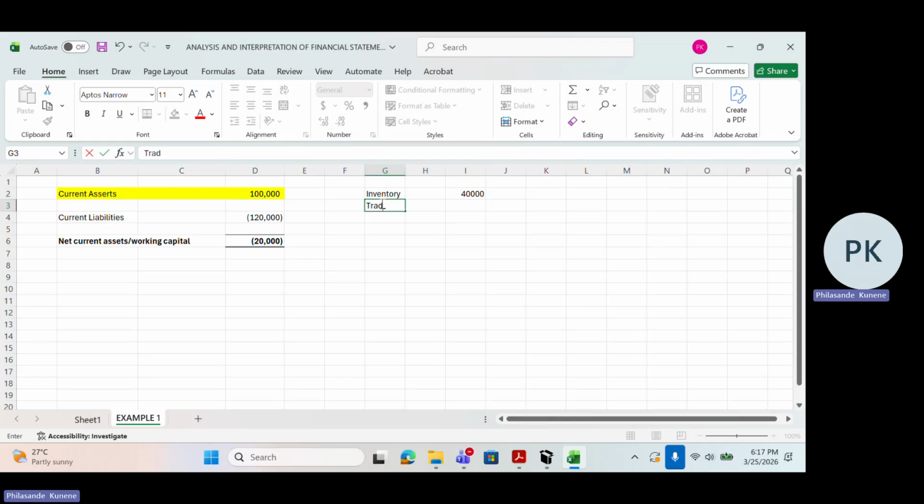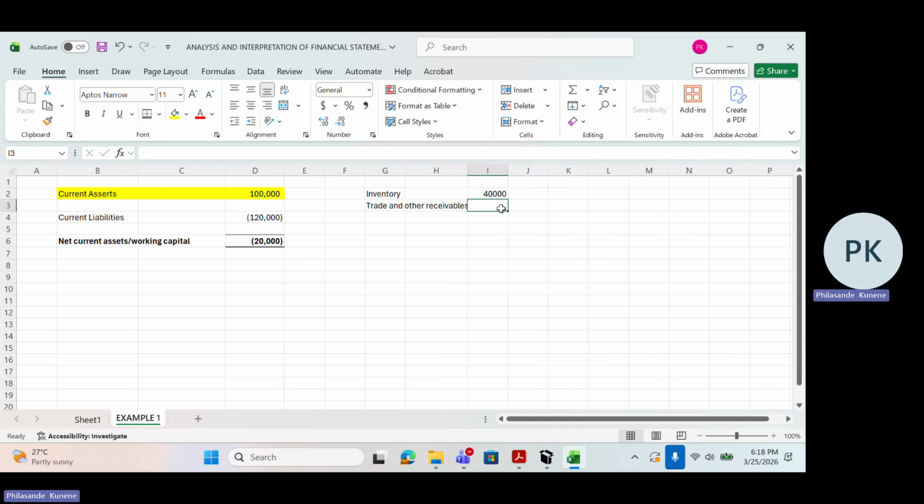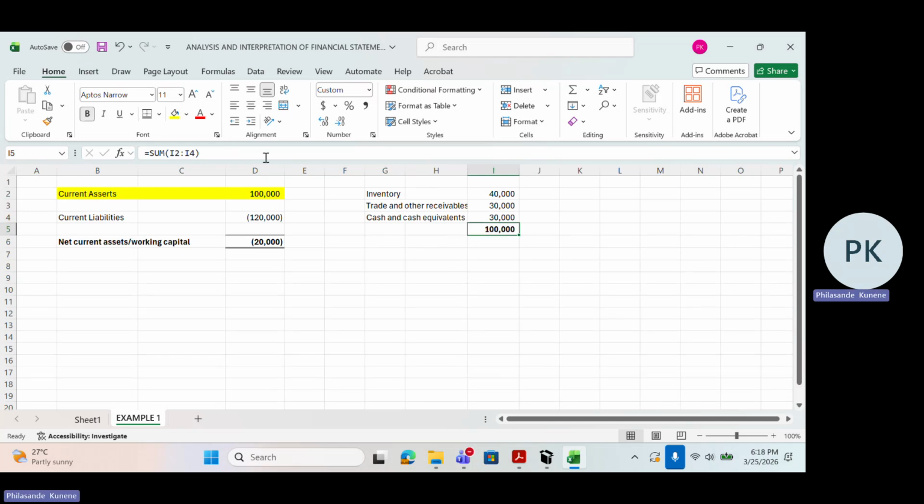Let's say our trade and other receivables are maybe 50,000, or let's say 30,000. And then we have the bank, which is cash and cash equivalents. We also have 30,000 rands, which ends up giving me 100,000 rands. So these are my current assets.